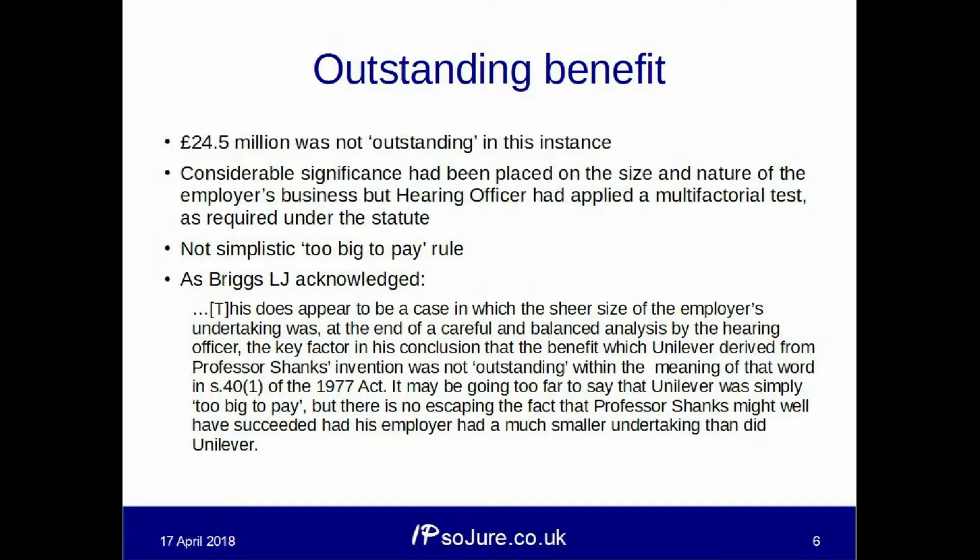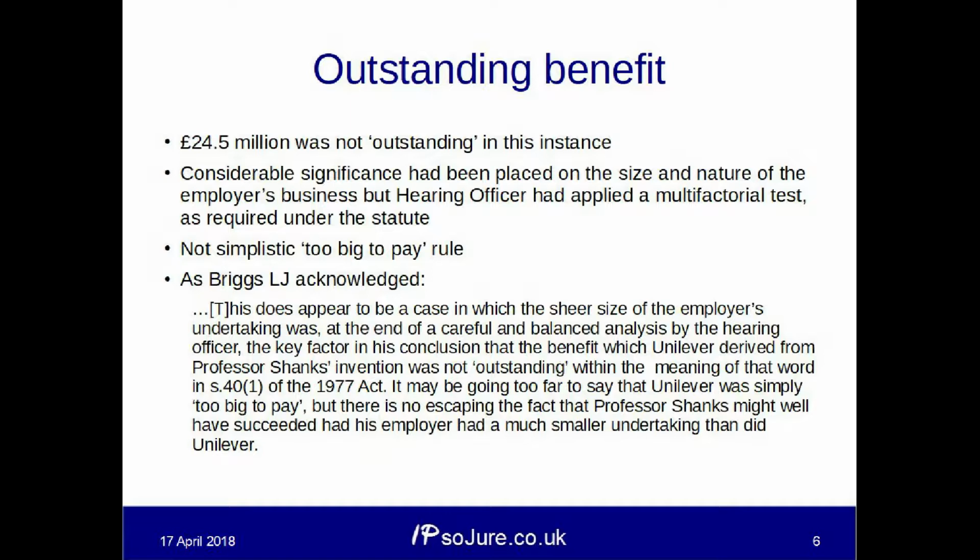But remember the key decision in this area, the British Steel case, which was a patent office decision, so not a decision of the High Court or anything, which basically turned on the fact that in a huge organisation like British Steel, even if the invention produces savings of hundreds of thousands of pounds, that's a drop in the ocean compared with the organisation's turnover. Unilever is also a big organisation, and for that reason 24.5 million was not outstanding in this instance, but it's more than simply a matter of comparing the value of the benefit with the size of the undertaking.